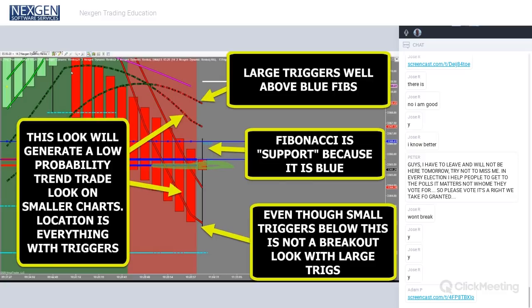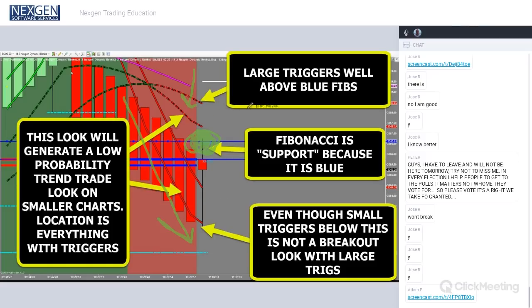Now we're going to introduce the other concept, which is we also have to pay attention to the location of our large triggers relative to the area. So if we have enough momentum, we'll take a chance at maybe trading a breakout if the small chart agrees.